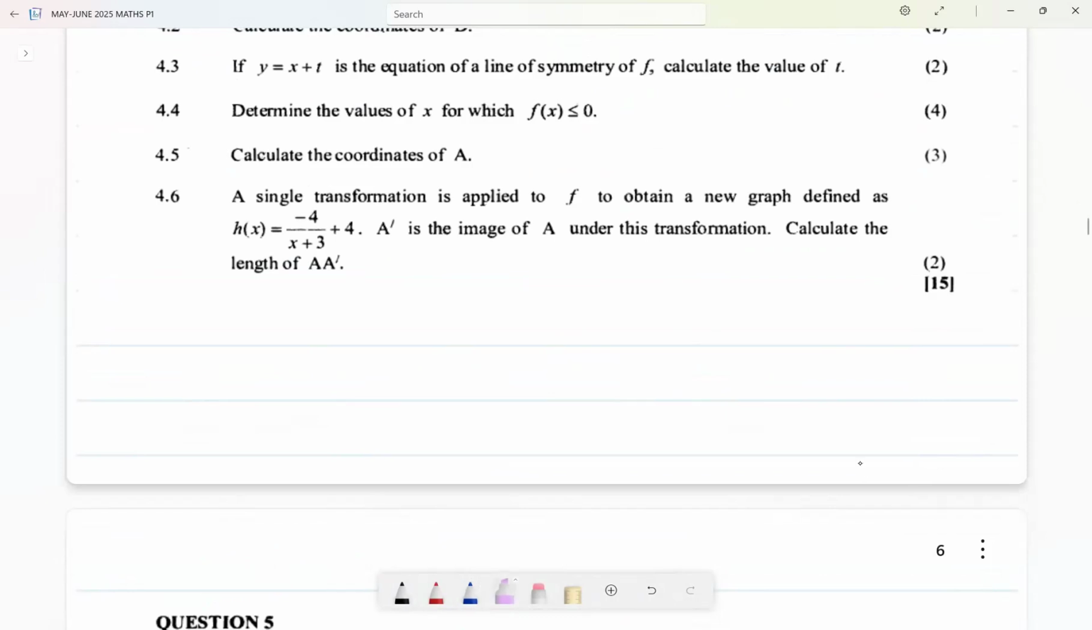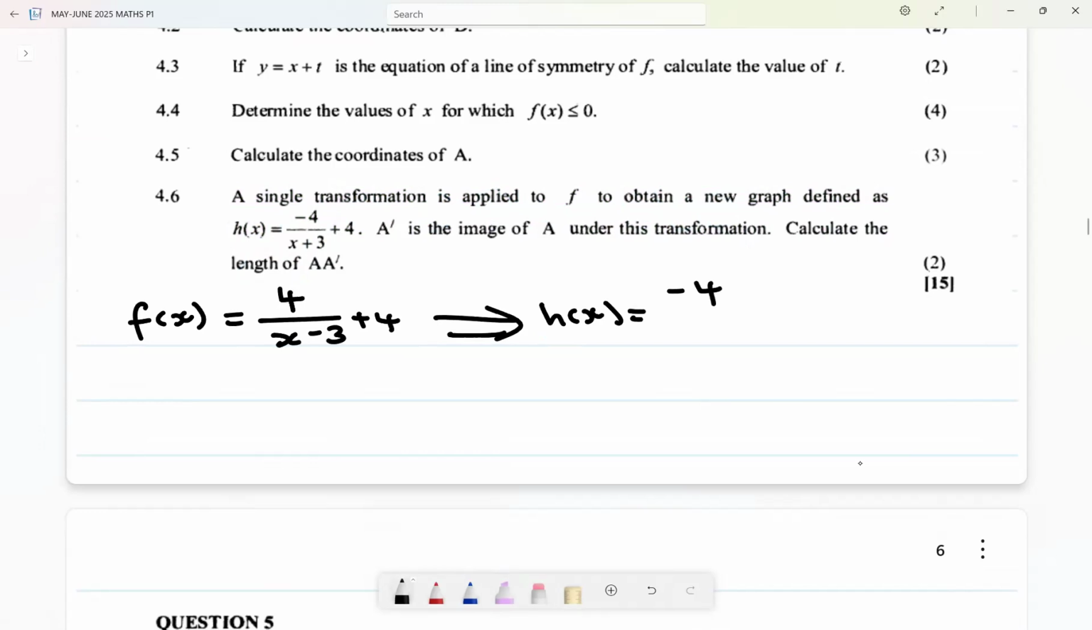It says a single transformation is applied, so it is one transformation, is applied to f to obtain a new graph defined as h of x is equal to that. And they tell you A' is the image of A under this transformation. Calculate the length of AA'. Let us see, if my f of x was 4 over x minus 3 plus 4, how did it transform to h of x? It is equal to negative 4 over x plus 3 plus 4.